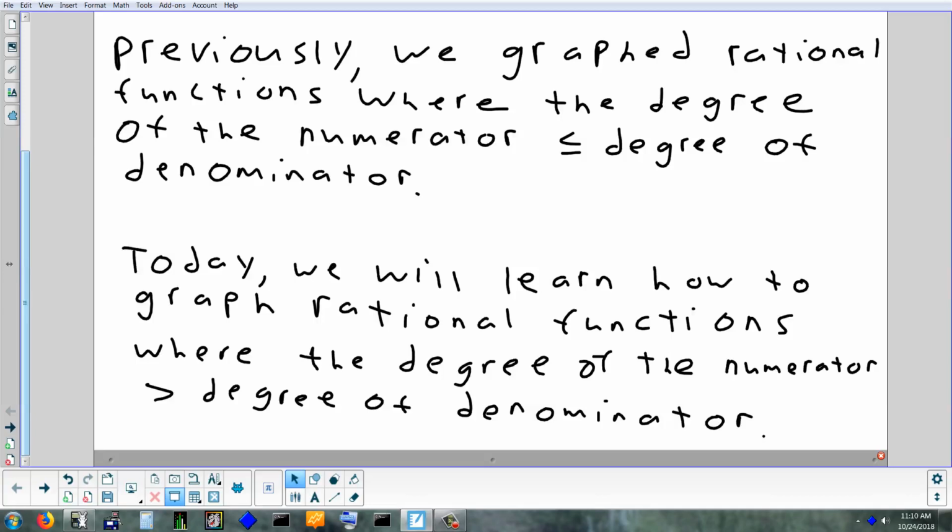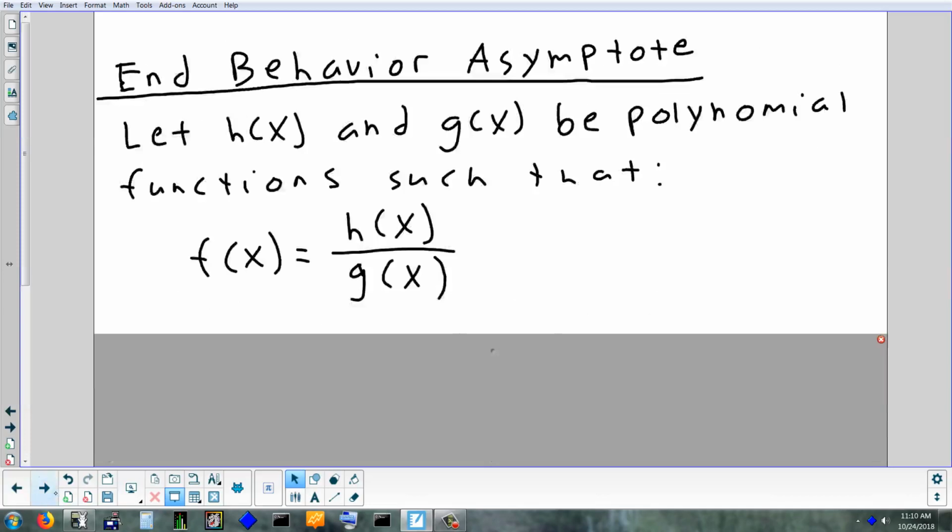Okay, and when we do that, we're also going to get something a little different. We're going to get what's called an end behavior asymptote. So we've done end behavior model. That's easy to find. Okay? We're going to now look at what's called the end behavior asymptote.